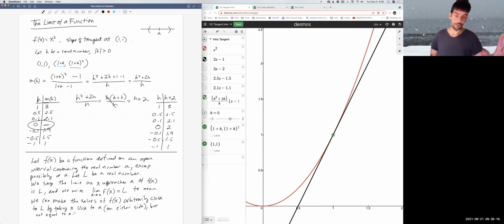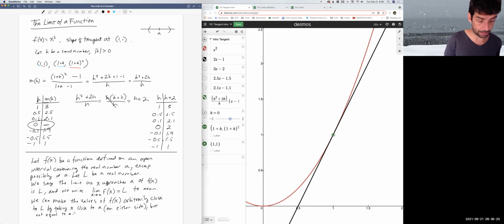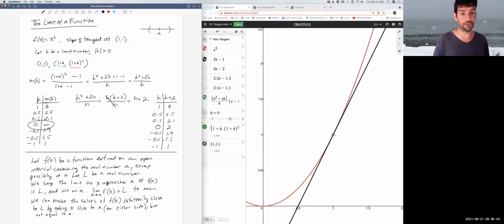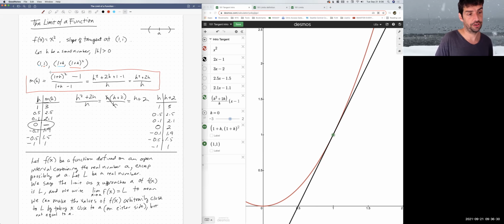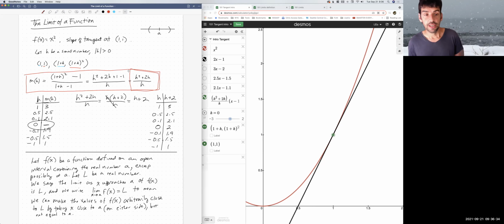Okay. All right. So this definition is a handful, but let's go through it a little bit. We're going to do a few examples here. Let's first look at the one we just did. We had this function m of h. All right. So let's just think about how we wrote it here.